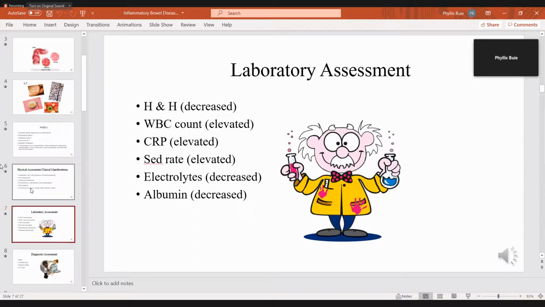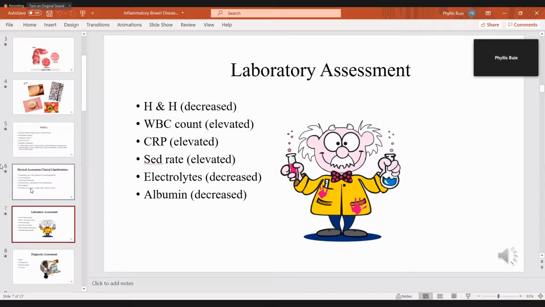The white count may be elevated due to the inflammatory process that's going on. What's your CRP, or C-reactive protein, indicative of? Inflammation. So we've got inflammation going on in the colon, so it's going to be elevated too, right? And what about your SED rate? Inflammation. Same thing. You've got inflammation going on in that colon, so the SED rate may very well be elevated. Your electrolytes may be low because if they're having a lot of loose diarrhea stools, then they're losing a lot of sodium and potassium, aren't they?